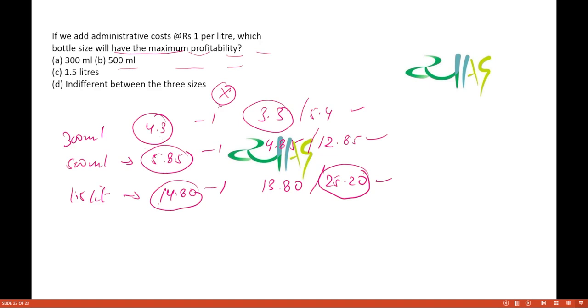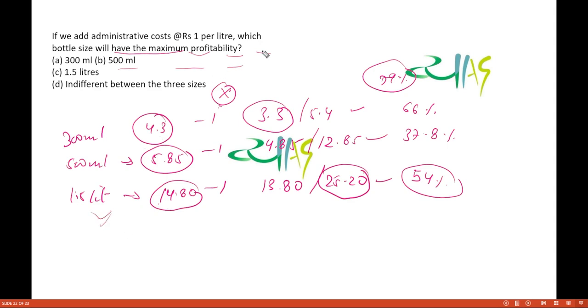Now if you divide 3.3 by 5, you are getting 66%. Earlier you were getting 79%. If you are just talking about this 4.85 and 12.80, your profitability decreases. Earlier we had 38, now we have 37.8%. And for this 13.80 and the cost of 25.20, the profit now becomes 54%. So the decrease in profitability is least in this 1.5 liter bottle.